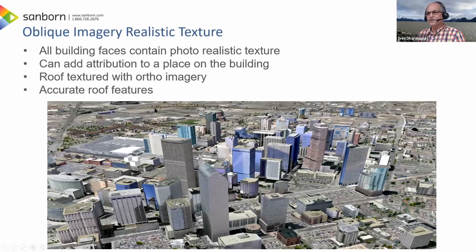The other way, which is more realistic, is one in which we use the oblique imagery and take the texture from it for the sides, and for the rooftop, as I said, we can use the vertical imagery. This is a realistic texture obtained from the oblique as well as the vertical imagery.